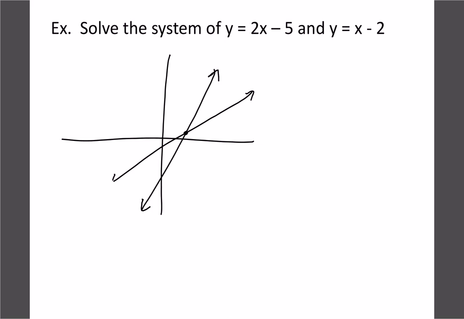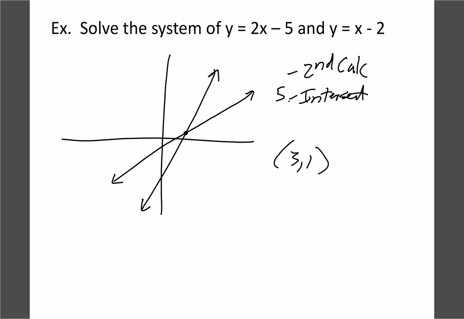Once you have your graphs, you can see that there's one solution, and what you want to do on your calculator is go to second calc, choose intersect, which is number 5. If you move your cursor near the intersection point, just hit enter a few times, and your calculator will give you that intersection point, which in this case turns out to be 3, 1. That means when x is 3, y equals 1. If we plug those into our original equations, 3 for x and 1 for y, we see that both equations are indeed true for that coordinate.